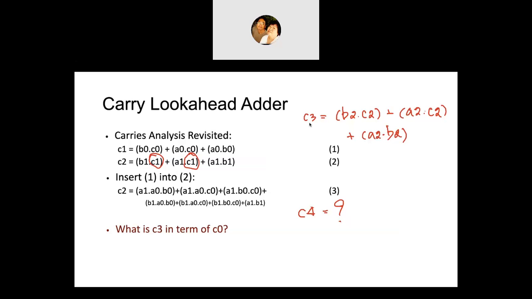How long is your equation? Is that longer than 3 lines? You have to start with C3 first, and then you can see what the C4 is. Okay.